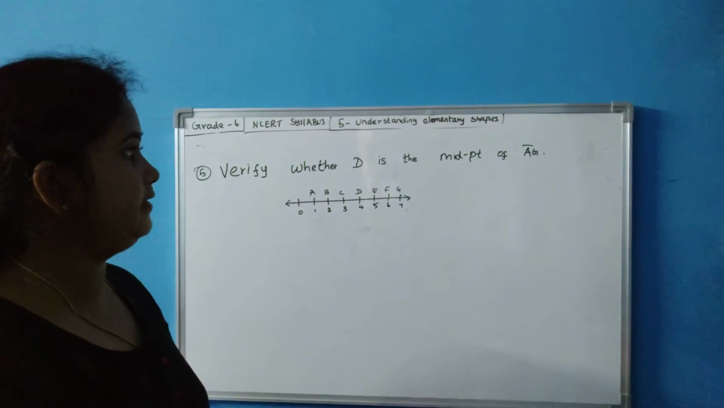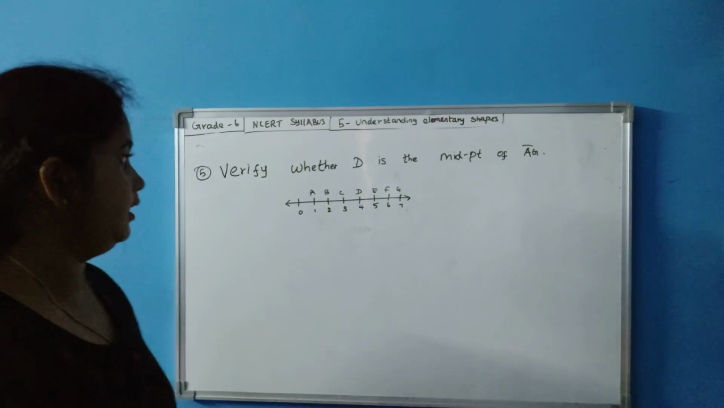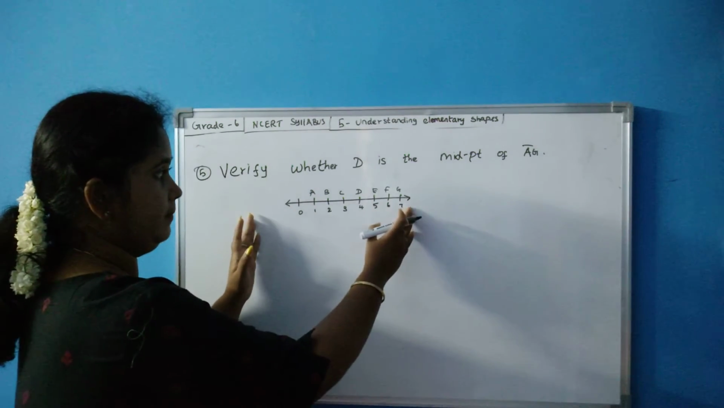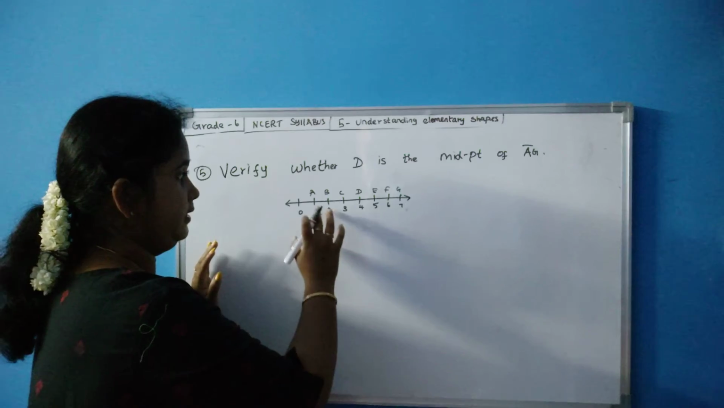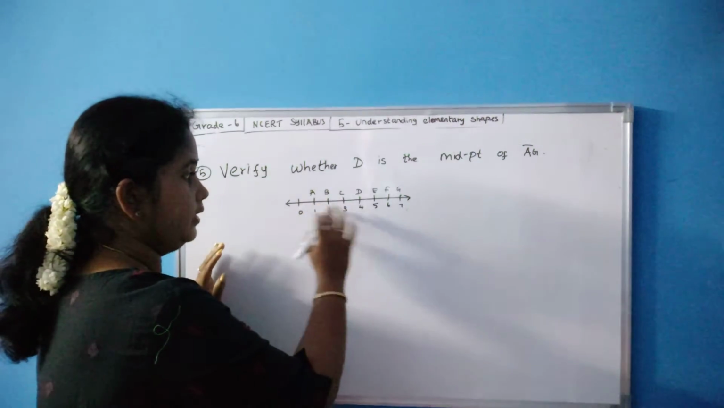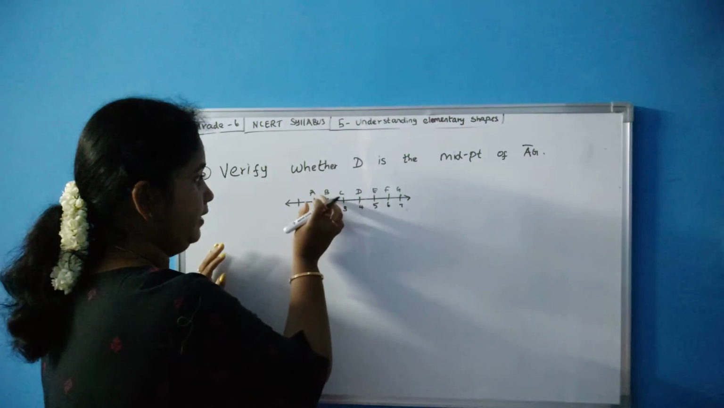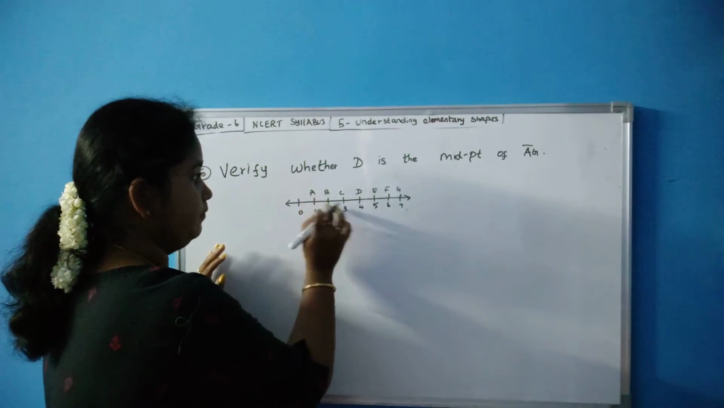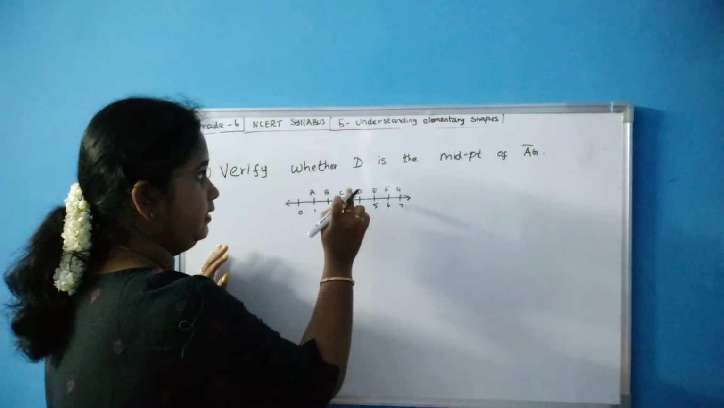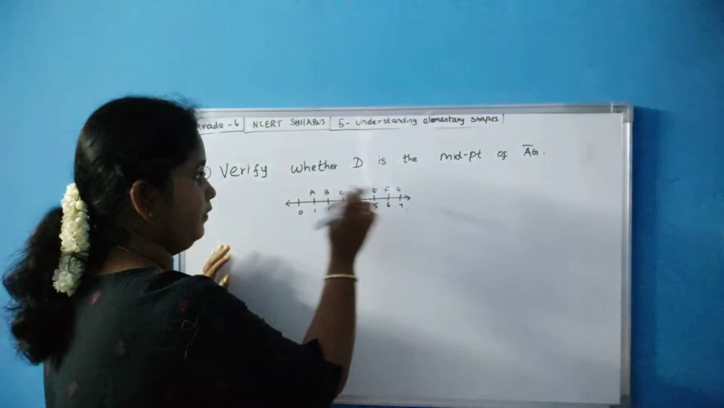Verify whether D is the midpoint of AG. So this is the diagram given. Each one, A is having one unit, B 2. So like this, the difference between A and B. Now they are asking whether D is the midpoint of A and G.